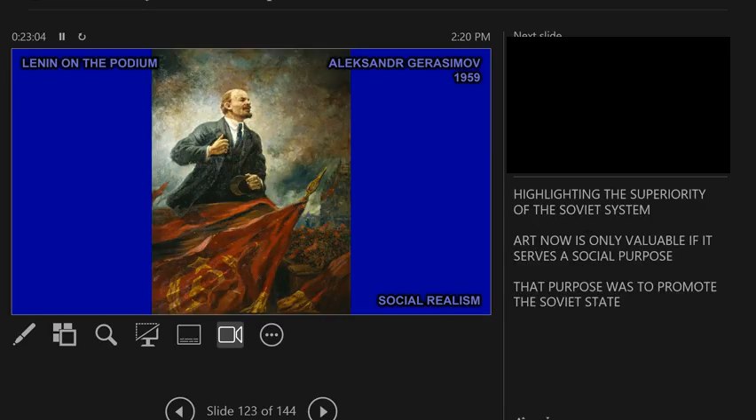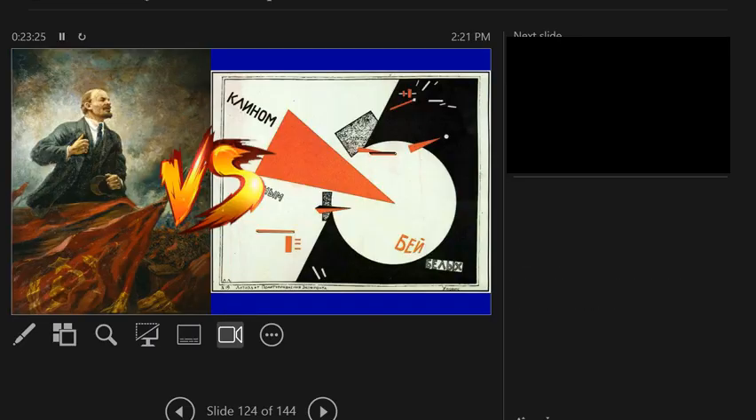But these paintings should be promoting the Communist Party and making Lenin look heroic. They highlight the superiority of the Soviet system, and art is now only valuable if it serves a social purpose, and that purpose was to promote the Soviet state. But just look at how different this is. But they're both promoting the same thing. They're both pro-communist. Make the red wedge conquer the white army. That's so pro-communist. But if somebody were to paint like that, they get arrested or executed.